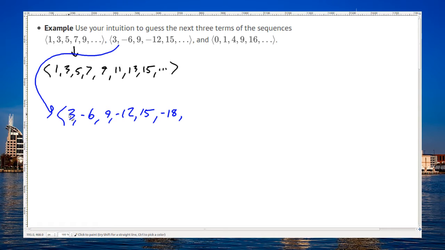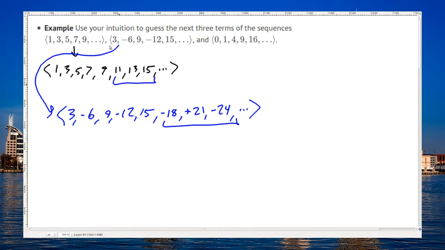Or I guess I could think of this another way. These are multiples of 3. 3 times 1, 3 times negative 2, 3 times 3, 3 times negative 4, so on and so forth. So positive, negative, positive 21, negative 24, and those are my three new ones. Here are my three new ones up here.